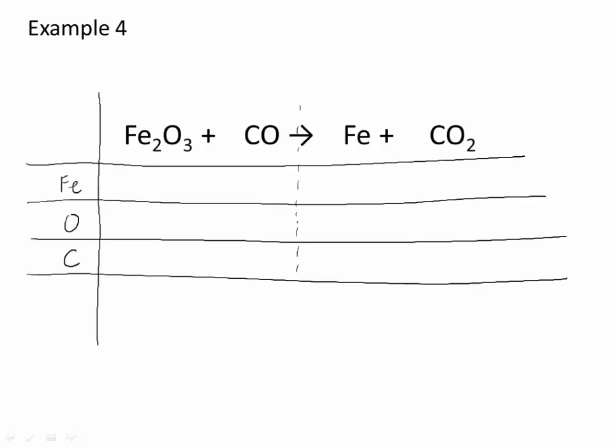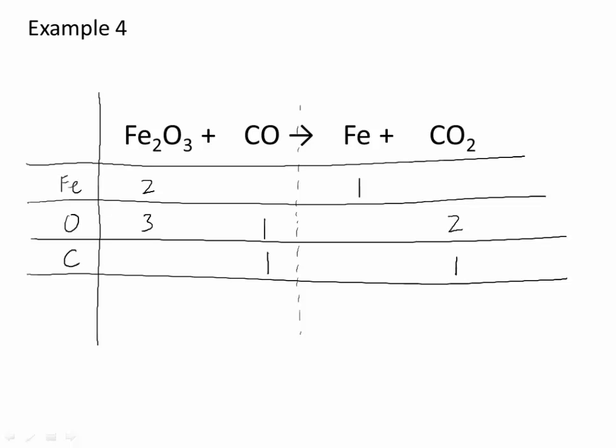Then you divide into before and after reaction. Under each substance, you write down the number of their element. For example, Fe2O3, there are 2 iron, 3 oxygen. Under CO, there's 1 C and there's 1 O. Under Fe, there's only 1 Fe. There's 1 C and 2 O.